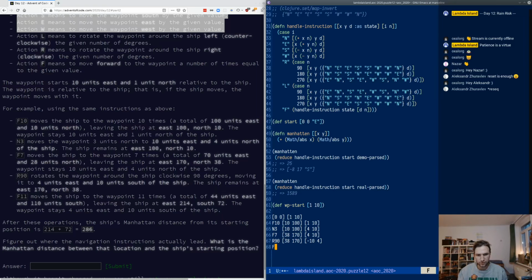Because then we go forward 11 again, which means plus 38 times 11 minus 10, and then plus 170 times 11, 4 is minus 72, 214. So 214 east, 72 south. Cool.